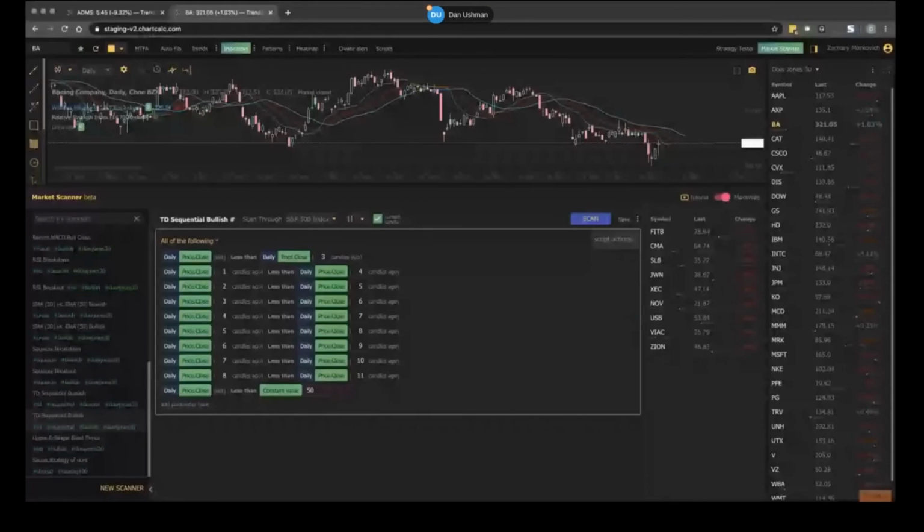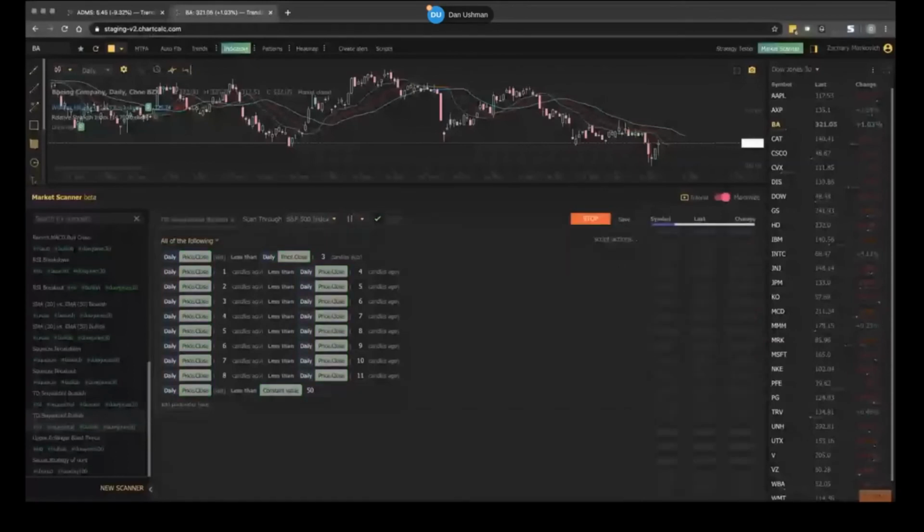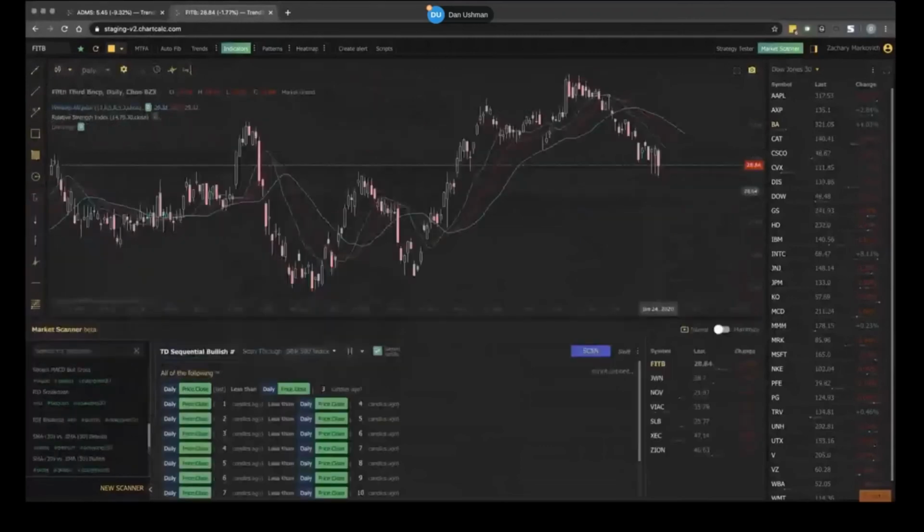When I click scan here, which I just did, you're going to see the scanner start to work right here. This is your preview dialog box, right? And this is where any symbols that match these conditions will be populated. So you see that the scan has run and we found, looks like, 7 symbols here. And now we can click through these and see what they look like.